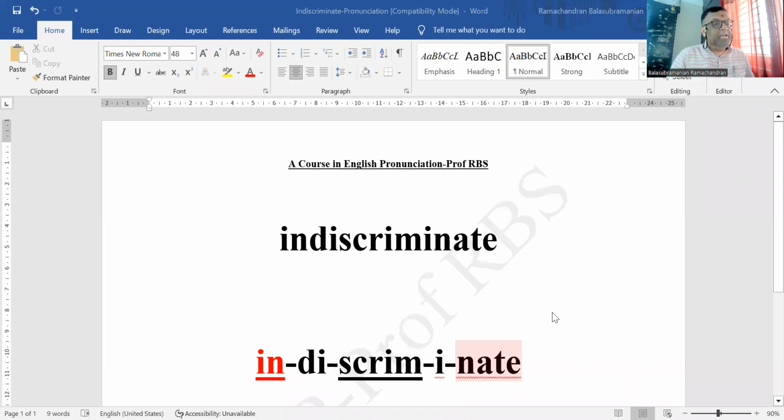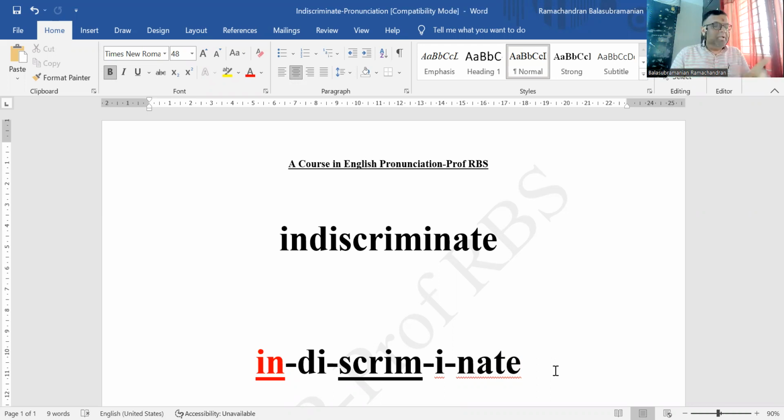It is indiscriminate. And obviously the primary stress syllable is on scrim, and the secondary stress syllable is on in, the first syllable. So the first syllable and the third syllable are stressed. The third syllable takes the primary stress and the first syllable takes the secondary stress.